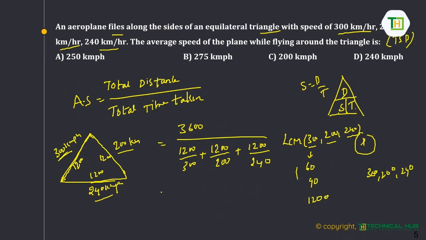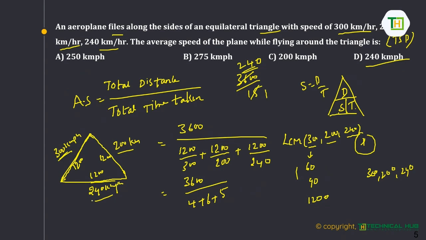So the total distance is 3600. 1200 by 300 means how much? 4 hours. And 1200 by 200 means how much? 6 hours. And 1200 by 240 means how many hours? 5 hours. Then the total distance is 3600 and the total time taken is 15 hours. Simplify that: 15 ones are 15, 15 threes are 45, 15 fours are 60. So what is the average speed of the flight? 240 kilometers per hour.